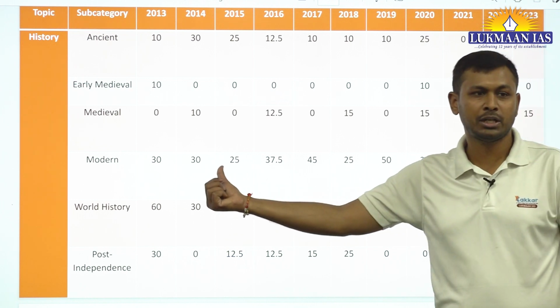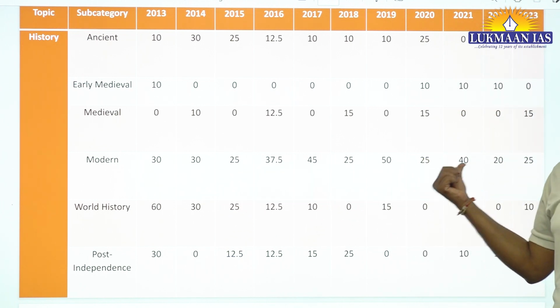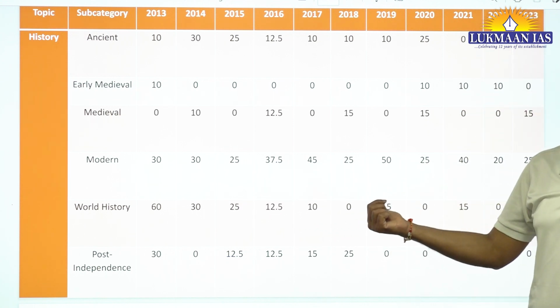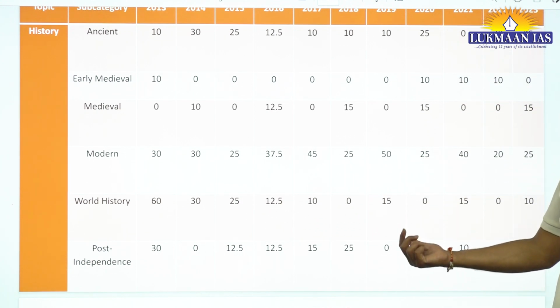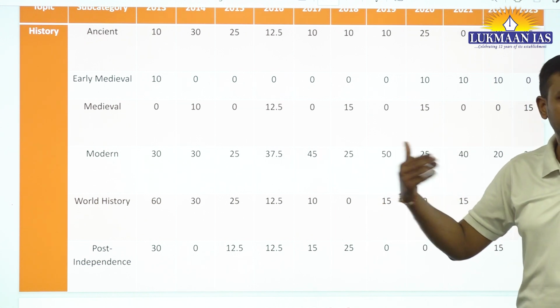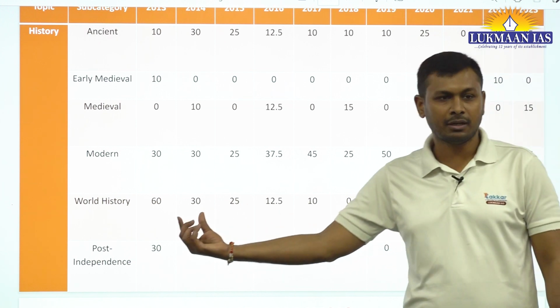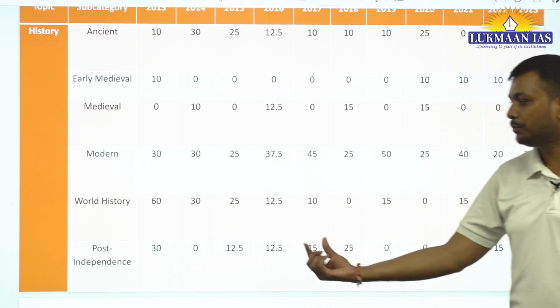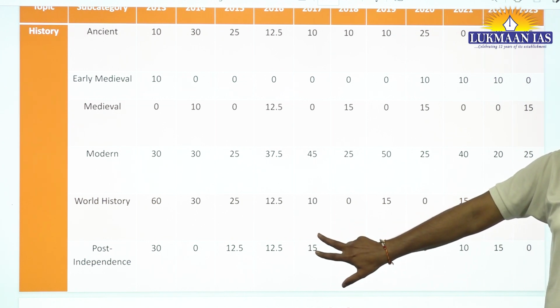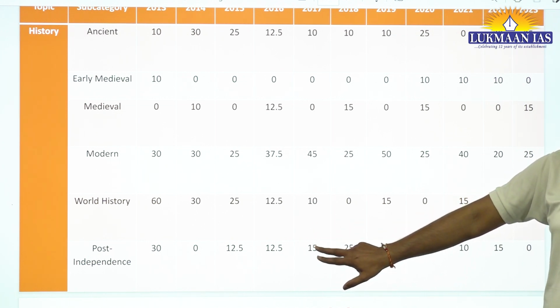2-3 questions will always be there. Sometimes it can be 4-5 also. So this is the nature of the questions. Sometimes, on an alternate basis, after 2-3 years, you will get either a world history question or a post-independence history question. So there is sometimes a choice between world history and post-independence history.